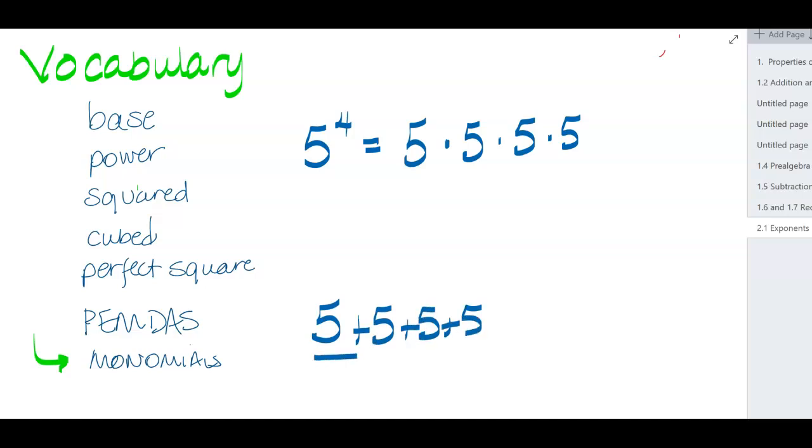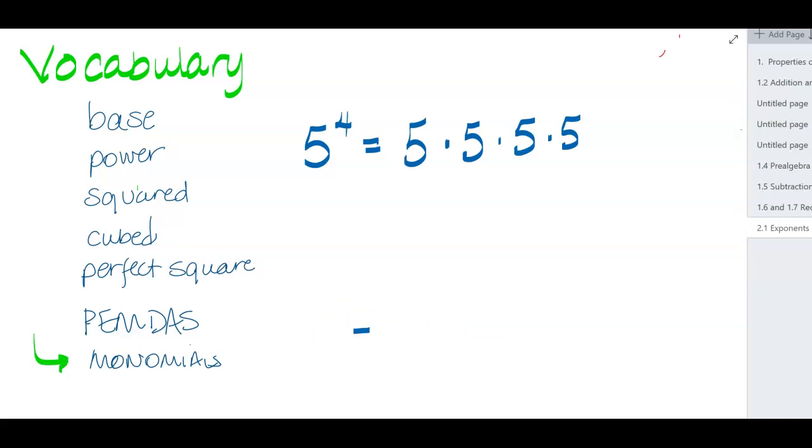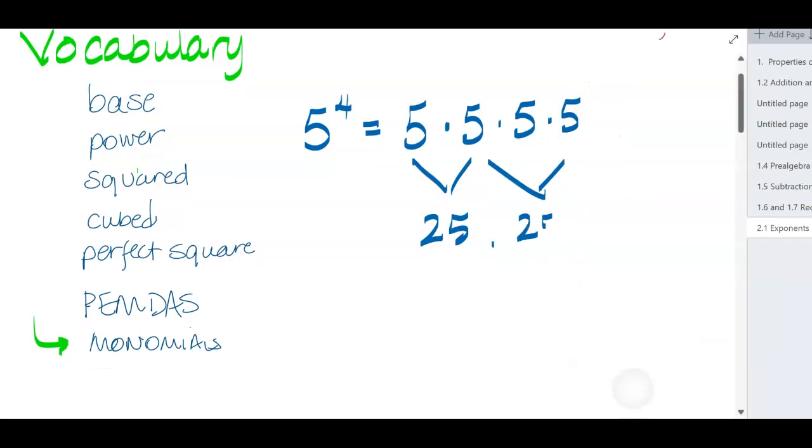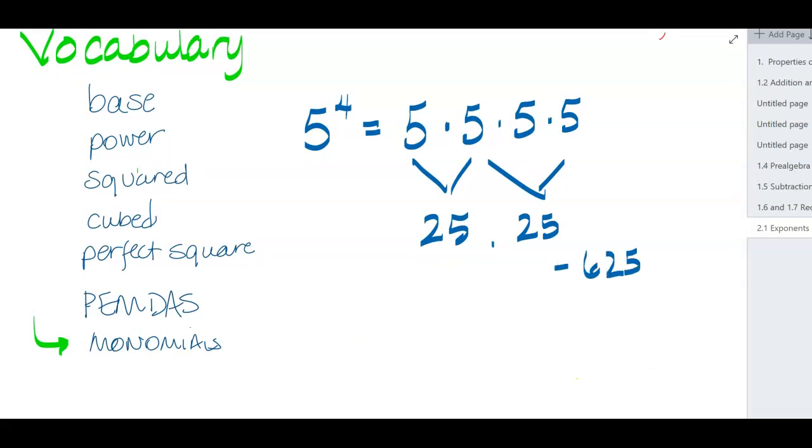This is 5 times 4. Or you could say 4, 5 times: 4 plus 4 plus 4 plus 4 plus 4. In both these cases, the answer is 20, and it's repeated addition. But when you're working with exponents, that's repeated multiplication, and it's a little hard to get used to. So, of course, this is going to be 25 times 25, which is 625.